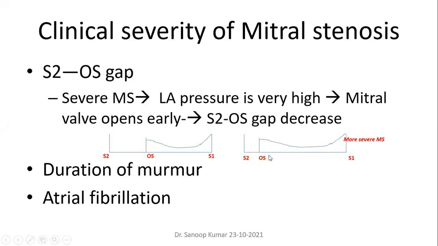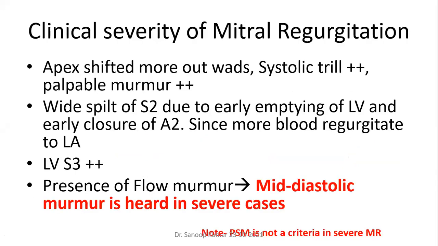This is what I have drawn. The S2 opening snap gap will be reduced in case of severe MS. And this is the murmur which I told you. It will be a mid diastolic murmur with a pre-systolic accentuation. The gap between S2 and S1 is the diastole. Duration of the murmur also signifies the severity of mitral stenosis. And atrial fibrillation, if present, is suggestive of a severe mitral stenosis. S2 opening snap gap, duration of murmur, and atrial fibrillation are suggestive of severe mitral stenosis.